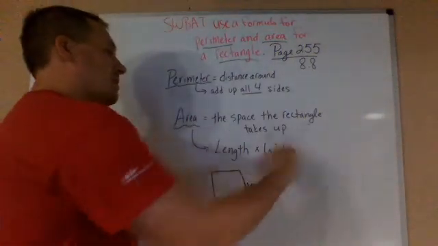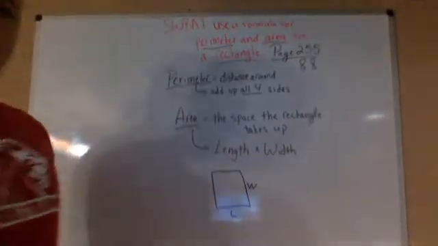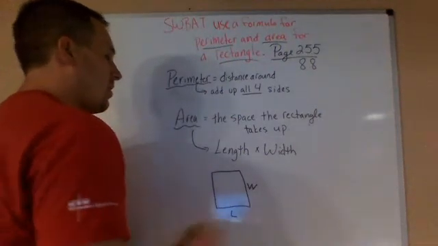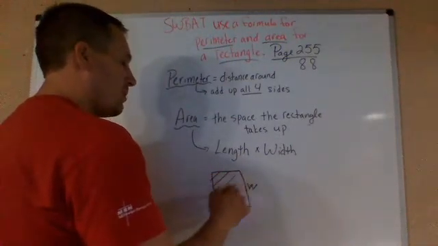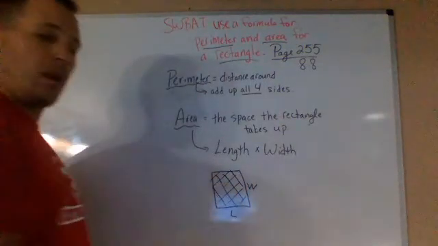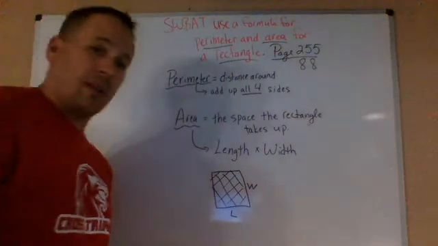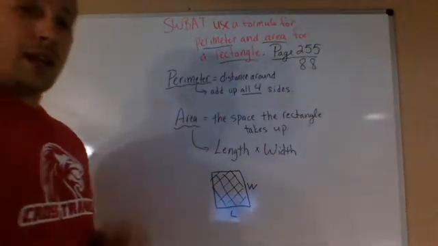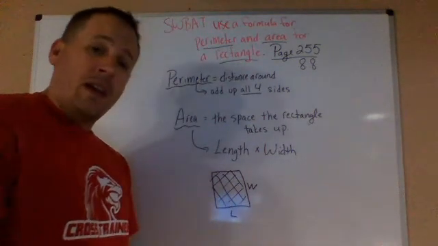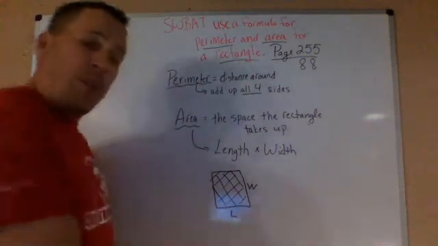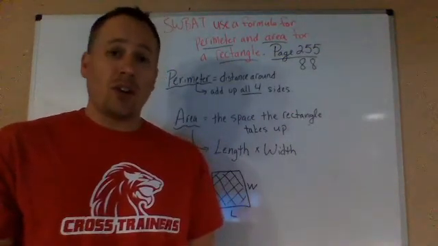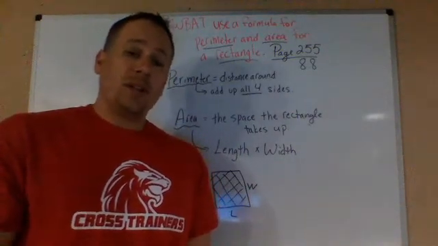And area is the space the rectangle takes up. So here's your length and here's your width. Area is basically talking about the spot that the square or the rectangle would take up. So it's the inside space. Like if you had a kitchen floor you wanted to tile, or carpet in your living room, you're going to have to figure out how big your floor is to order enough material. So you need to measure it.